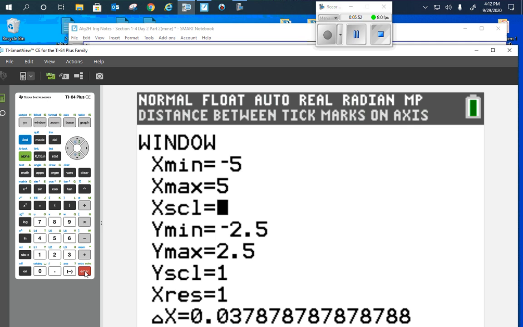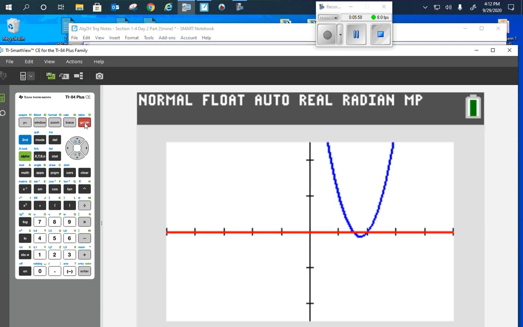Those are really the only numbers that you need to mess with. Now, just so you see this super quickly, I'm going to go ahead and hit graph, and you might just want to wait and watch. So notice this is now being drawn from, there are 5 tick marks to the left of the x-axis and the y-axis from the origin. And there's 2.5 up and down, right? Because that's the scale we put.